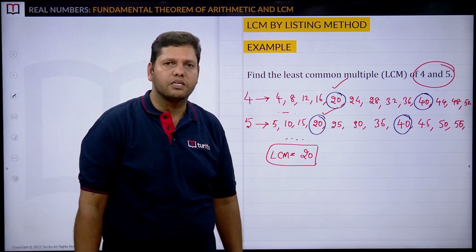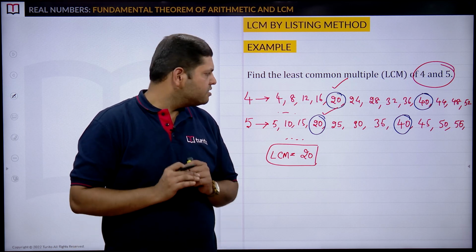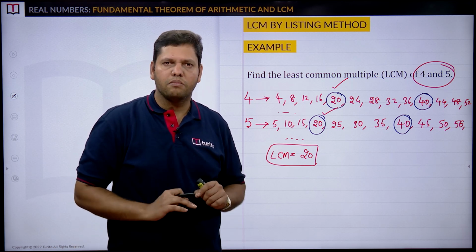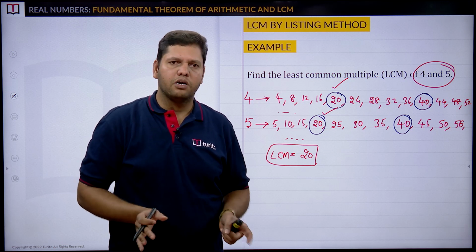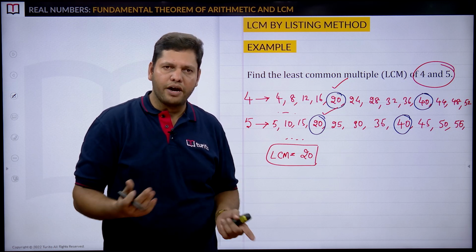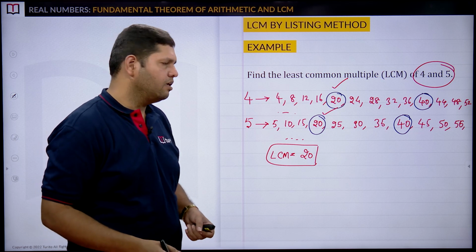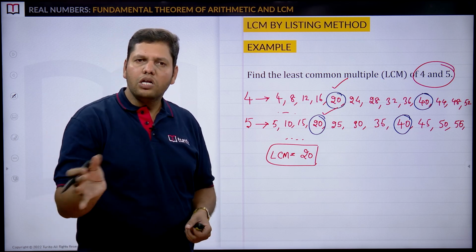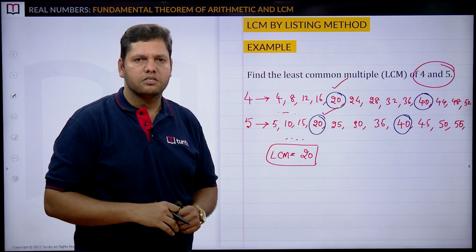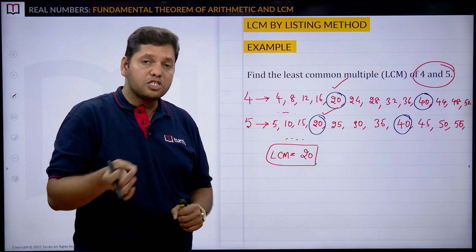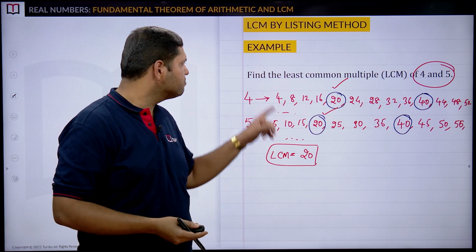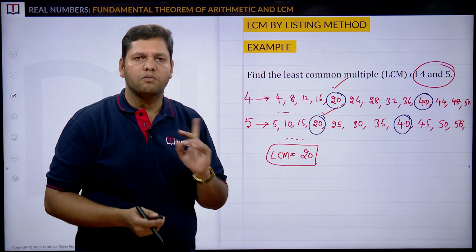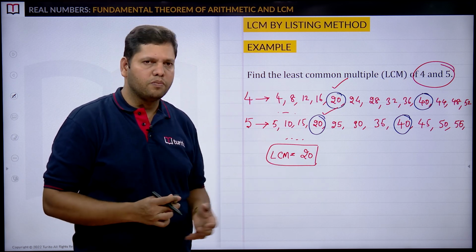Any doubts in this method? This method is very simple, children. First, take the two numbers and write down multiples. Don't write all, write at least 5 to 10 multiples of the first number and 5 to 10 multiples of the second number. Then circle all the common multiples in both the numbers. Then pick up the smallest one. The smallest common multiple is called the LCM of the given two numbers. Okay, so that is the first method.